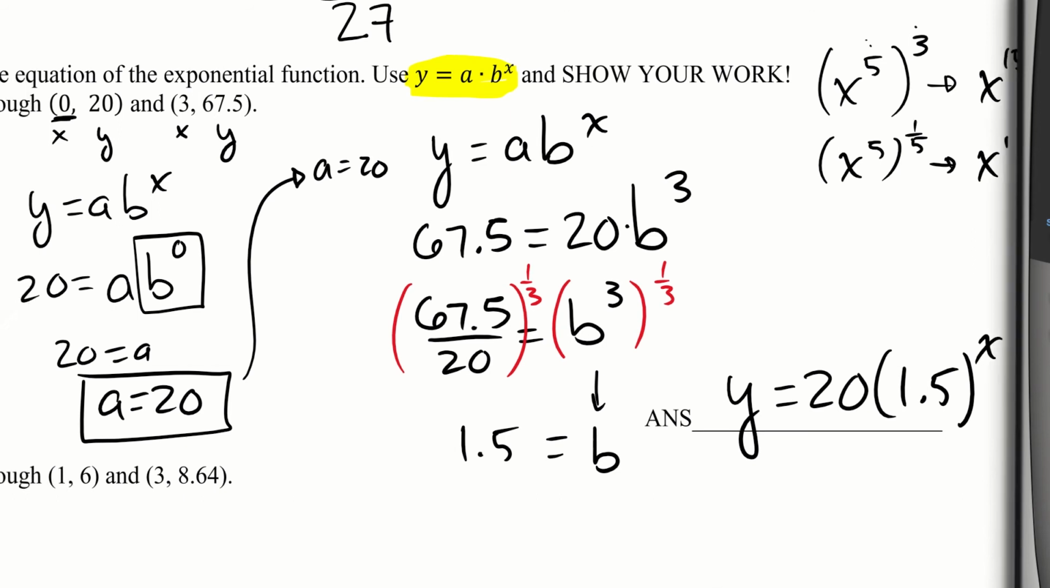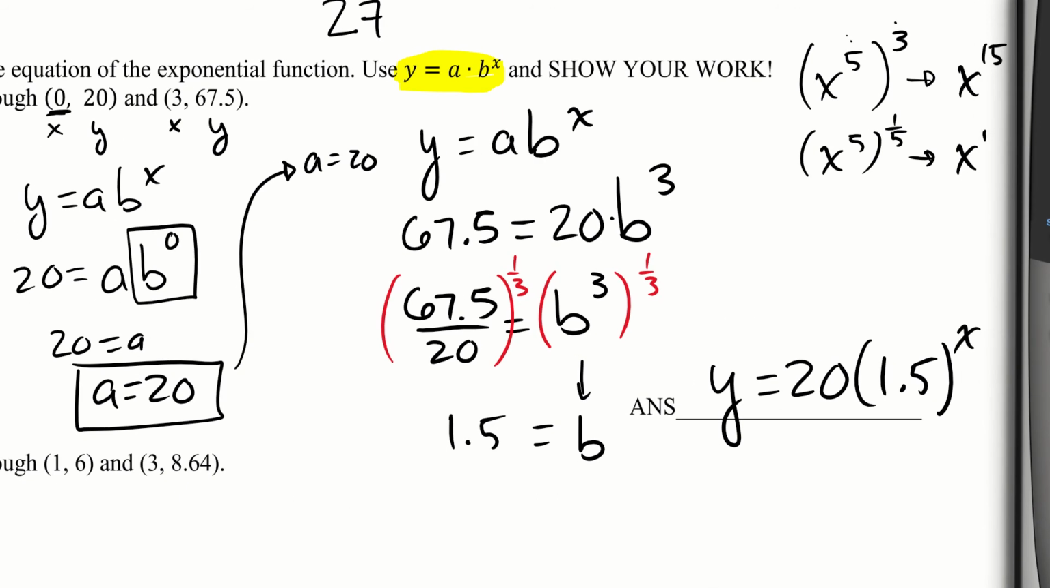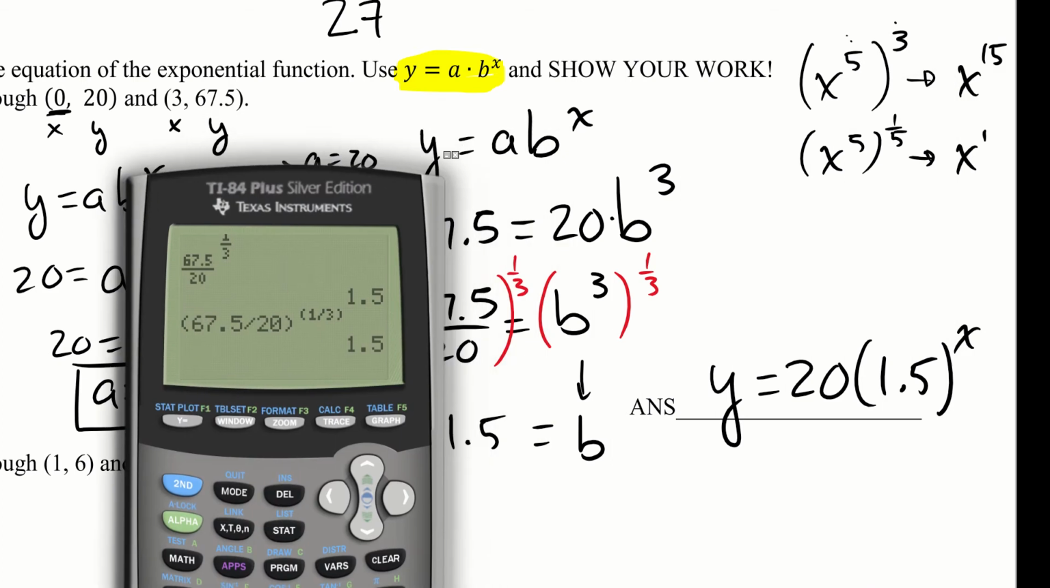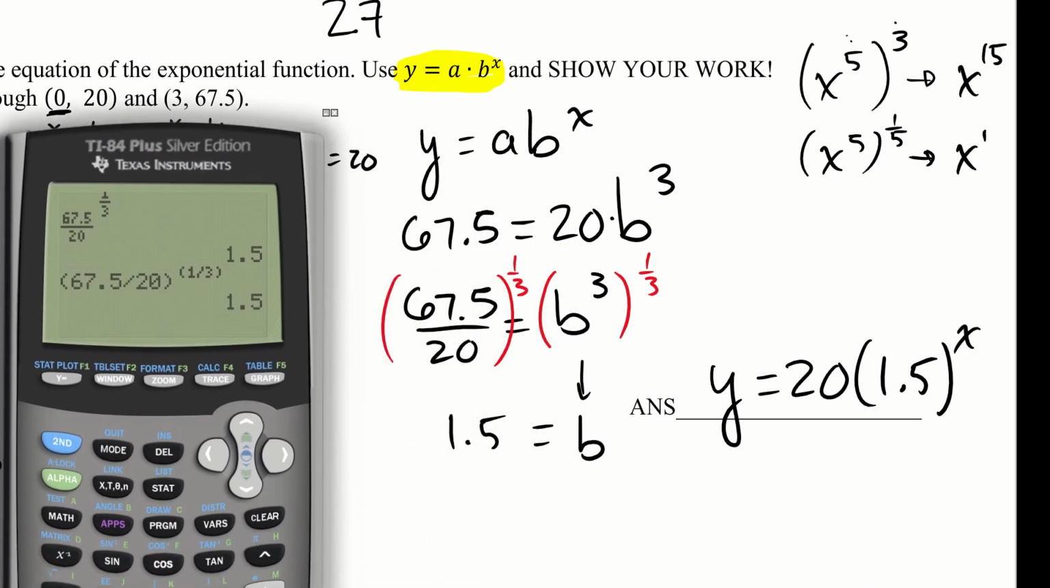Now, a nice thing to do to verify that your answer is correct is to just enter this expression, right, and then put in the number 0 and make sure you get 20. Put in the number 3 and make sure you get 67.5. In fact, if you've got time on a test and you don't do this, it's possible you're just throwing points away. So let me try this real quick.